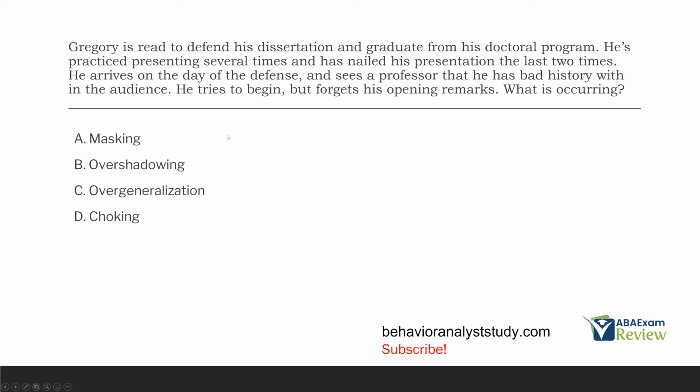Gregory is ready to defend his dissertation and graduate from his doctoral program. He's practiced presenting several times and has nailed his presentation the last 2 months. He arrives on the day of the defense and sees a professor that he has bad history with in the audience. He tries to begin, but forgets his opening remarks. What is occurring? This happens a lot in behavior, right?